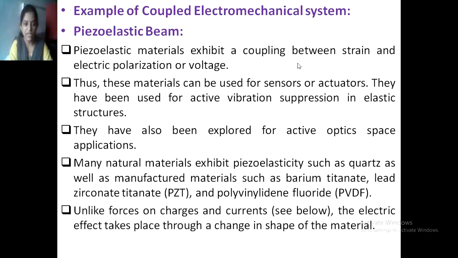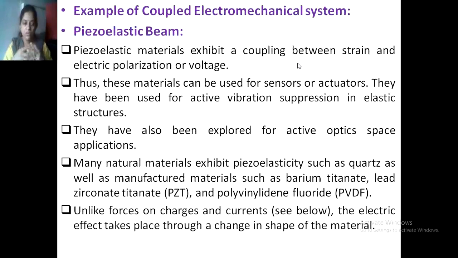Many natural materials exhibit piezoelasticity, such as quartz, as well as manufactured materials such as barium titanate, lead zirconate titanate, and polyvinylidene fluoride. Unlike forces on charges and currents, the electric effects take place through a change in shape of the material. So piezoelasticity means what? There is a coupling between the strain and voltage.